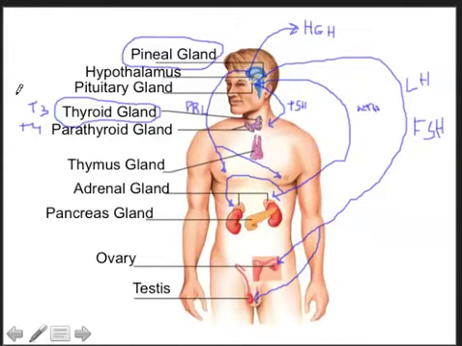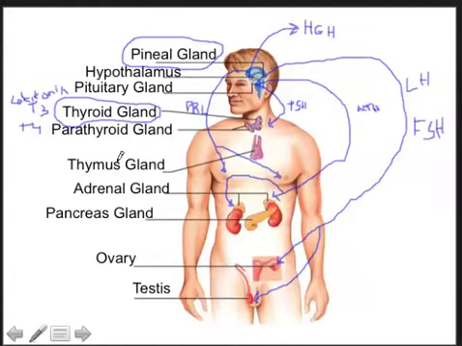Another hormone that's produced by the thyroid is called calcitonin. And what calcitonin does is it lowers blood calcium levels. Calcitonin, C-A-L-C-I-T-O-N-I-N. And it does this by stimulating the osteoblasts, which are the bone builders, and this basically takes calcium out of the blood and puts it back into compact and spongy bone, and it increases bone density.